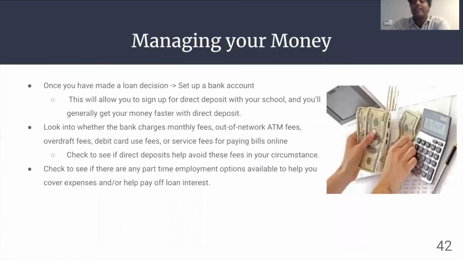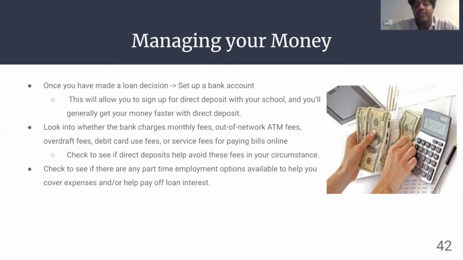So now let's talk about managing your money. We got the grants out of the way. We got the student loans out of the way, private loans. So once you've made your loan decision, you should set up a bank account, and this will allow you to sign up for direct deposit with your school, and you'll generally get money faster with direct deposit. It's important to look into whether your bank is charging monthly fees, out of network ATM fees, overdraft fees, debit card fees, all of those sorts of transactional fees. Check to see if direct deposit helps to avoid those fees in your circumstances.